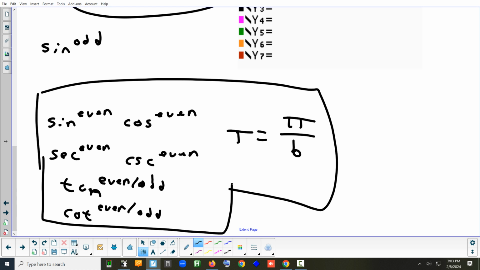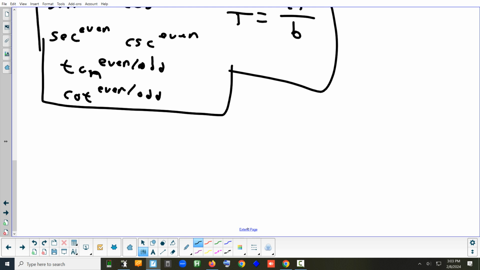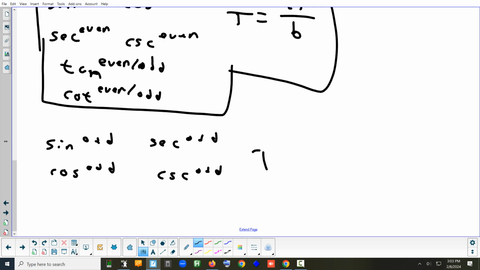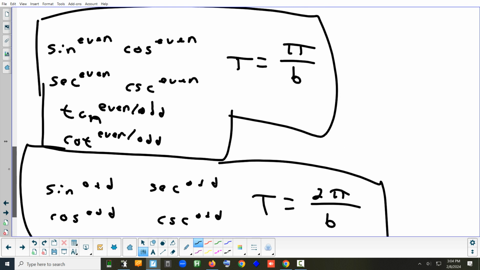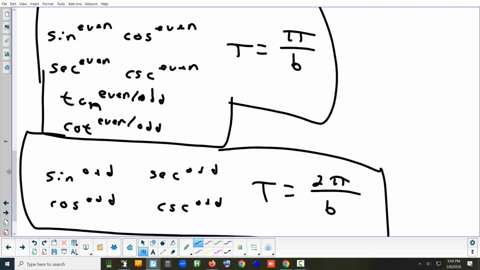So that's actually the long one. I wanted to put up the short one. So sine to an odd, cosine to an odd, secant to an odd, or cosecant to an odd, that is 2 pi over b. So that covers everything now. I remember the shorter one, which is the bottom: sine, cosine, secant, and cosecant to an odd is 2 pi over b.